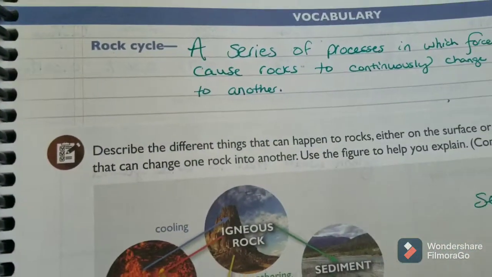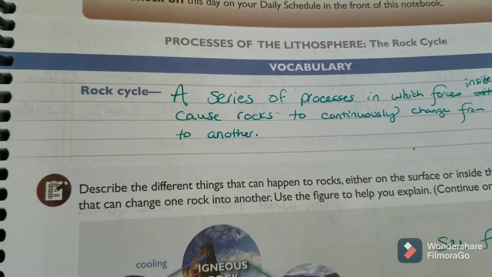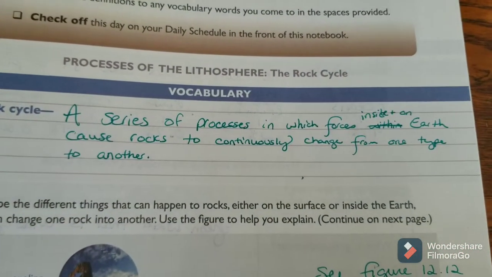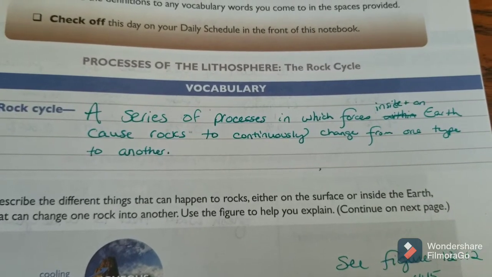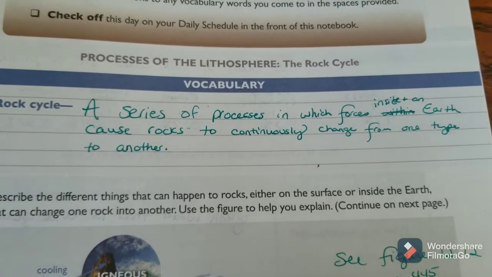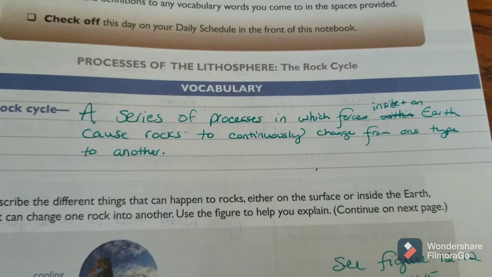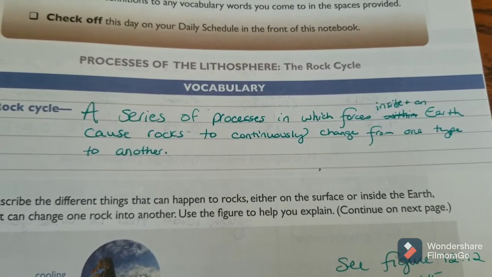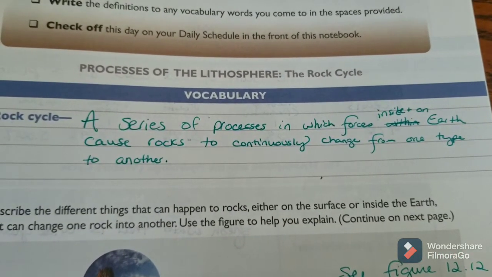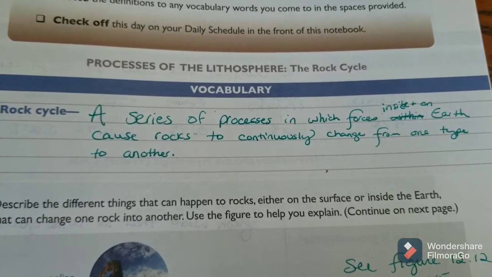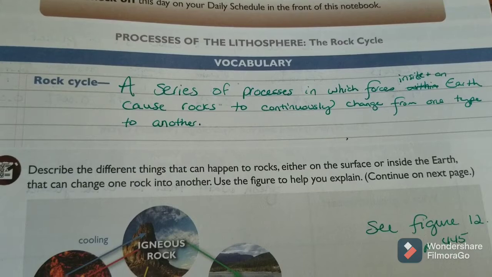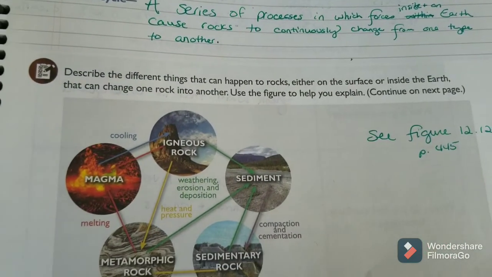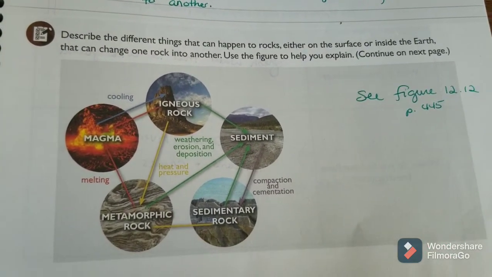All right, we're on page 367, rock cycle. A series of processes in which forces inside and on Earth cause rocks to continuously change from one type of rock to another. So what's causing rocks to change from one thing to another? These processes.